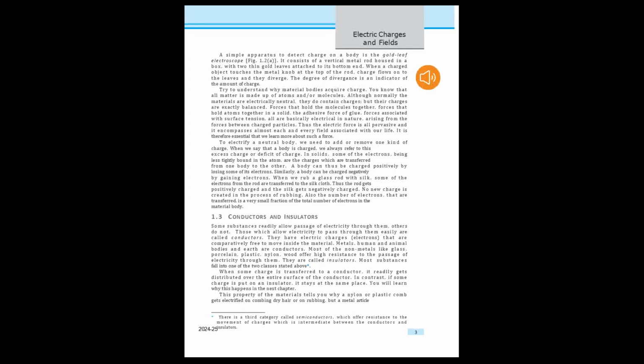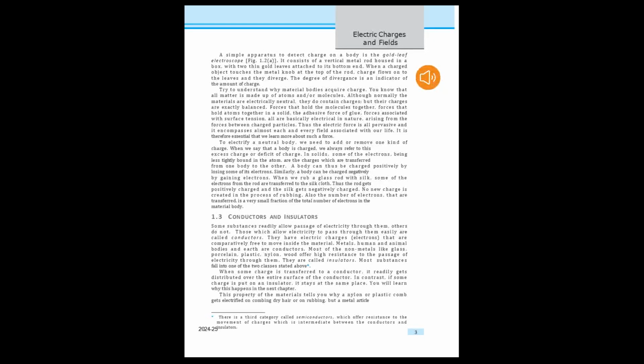Now we are going to study about the conductors and insulators. Some substances readily allow passage of electricity through them, others do not. Those which allow electricity to pass through them easily are called conductors. They have electric charges, that is, the electrons, that are comparatively free to move inside the material. Metals, human and animal bodies, and earth are conductors. Most of the nonmetals like glass, porcelain, plastic, nylon, wood offer high resistance to the passage of electricity through them.